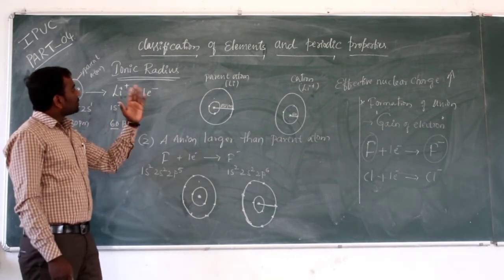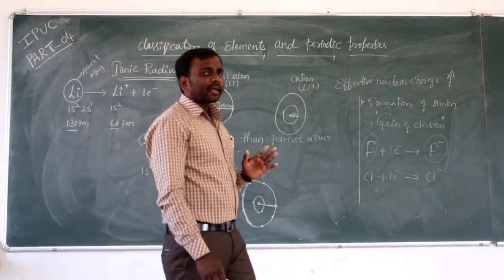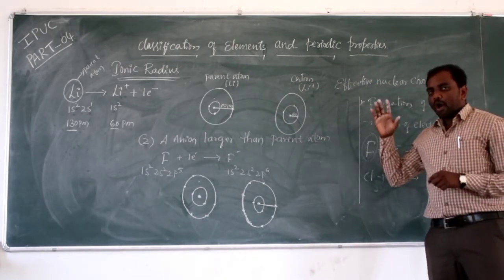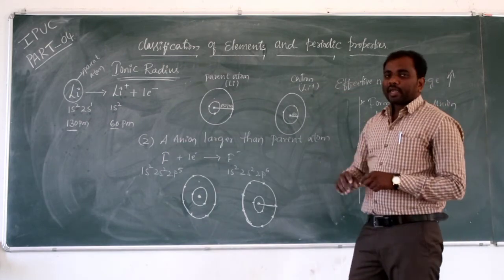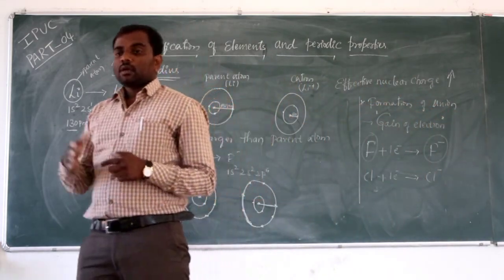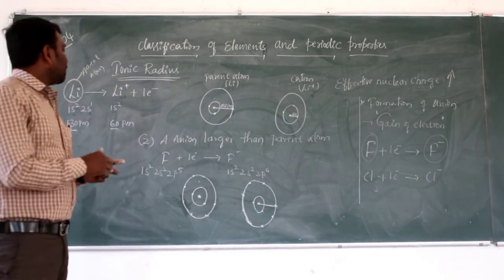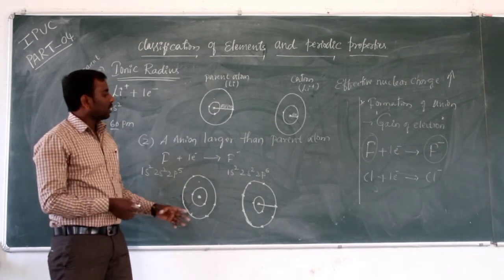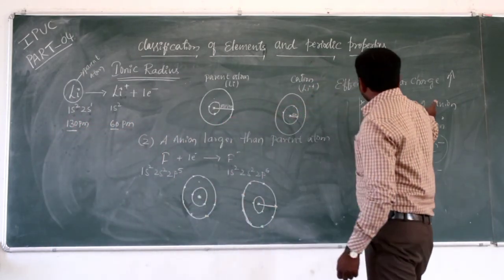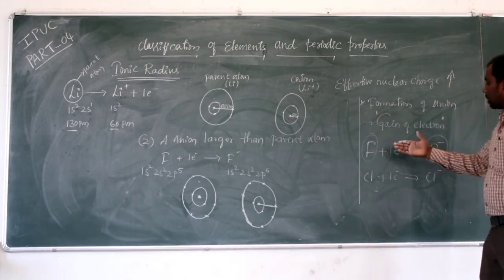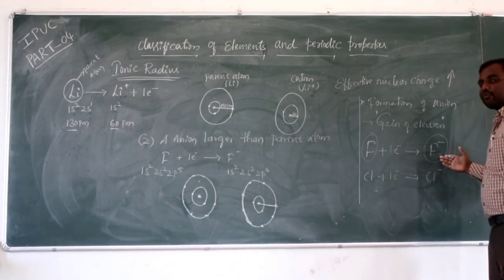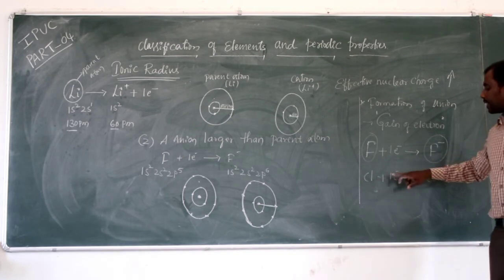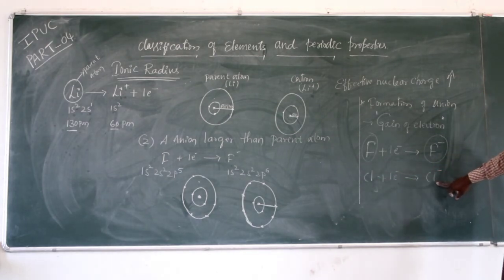Okay, see, this is about the ionic radius. In this ionic radius, we studied two important points. One is that a cation is smaller than the parent atom. Another one is that an anion is larger than the parent atom. Okay. See how the formation of an ion happens, just gain of electron. Okay. Fluorine plus 1 electron gives a fluoride ion. And similarly, chlorine gains 1 electron to form a chloride ion.